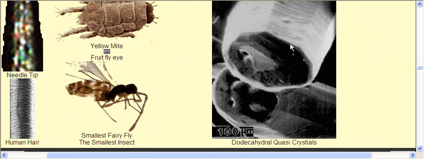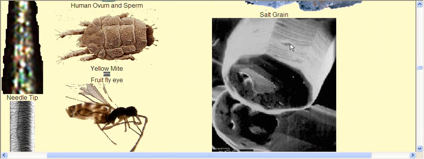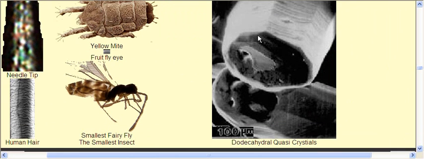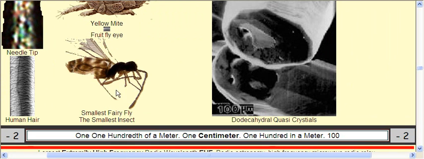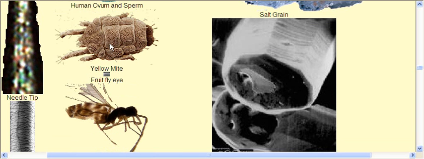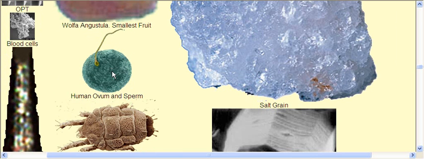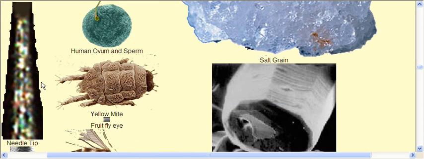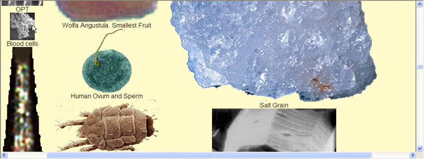Dodecacanal quadrille crystal. You can see even on the smallest sizes, like if we saw on the crystal above, the crystals grow according to certain sizes. Here's the smallest fairy fly, which is the smallest insect, a little bit smaller than the mite. Here's a needle tip with a coagulation of red blood cells above it.